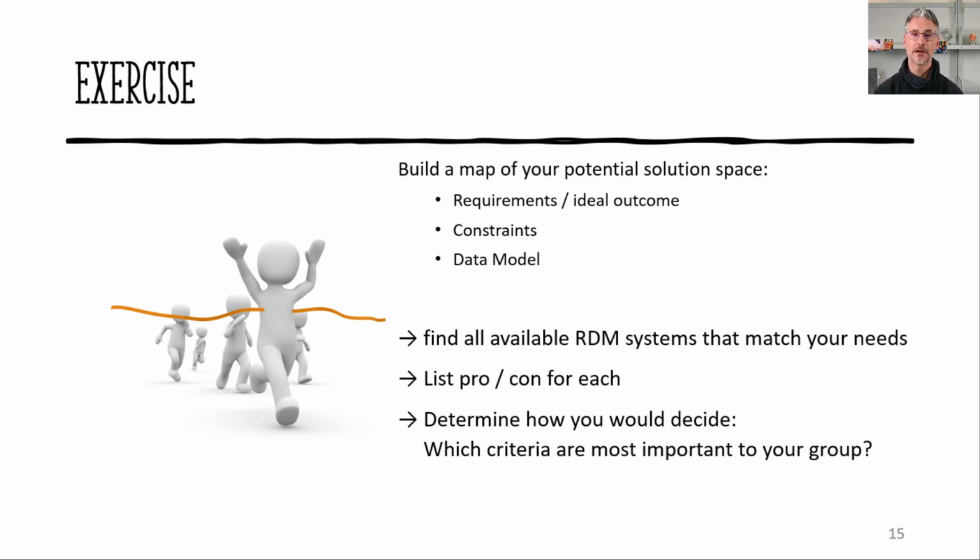Once you've done this, find the available RDM systems that match your needs and see if you can find an existing RDM solution that matches what you want the RDM system to do. Then list the pros and cons for each of those and determine how you would decide which of those criteria of the pros and cons would actually be most relevant to you. Maybe you have an ordered list of criteria, a list of must-haves and nice-to-haves, and then try to match the RDM systems against such a list.